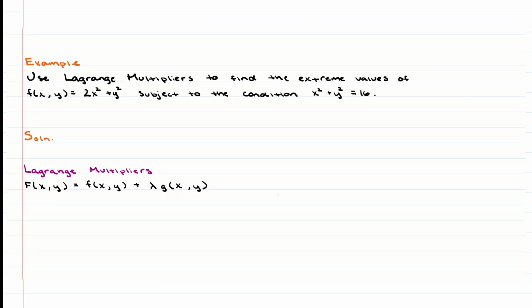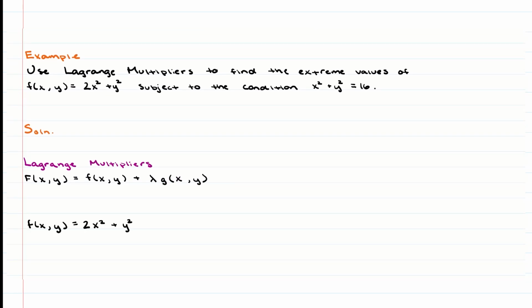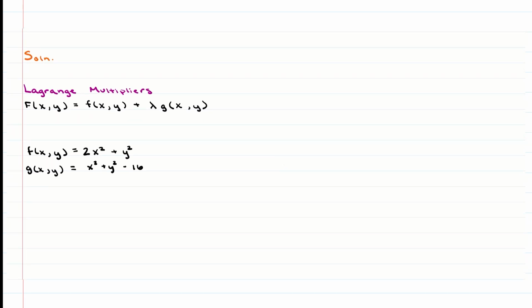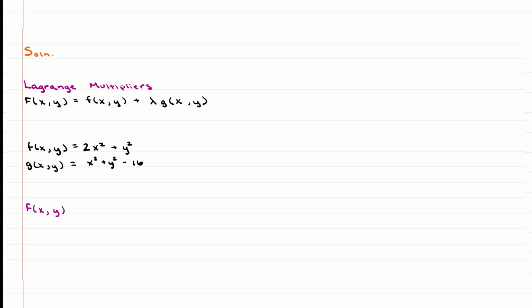So let's take inventory of what we're given. We're given a function of 2x² + y², and we're given a constraint of x² + y² - 16. Now let's plug these values into our Lagrange multipliers formula. We see our Lagrangian equals our function 2x² + y² plus λ times our constraint x² + y² - 16.